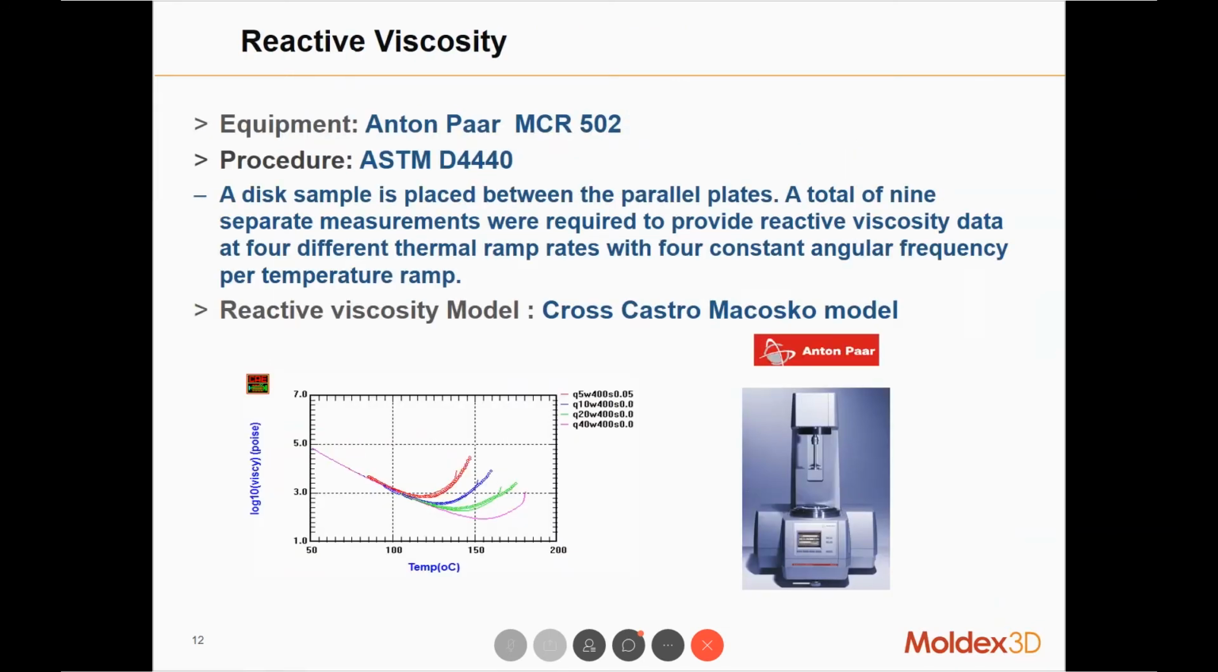So now that we know the curing kinetics, the next important thing is the viscosity, the reactive viscosity. We can use the MCR 502, and under the procedure ASTM D4440, we will test the polymer with separate measurements, and pretty similar to curing kinetics, we will run the measurement at 4 different heating rates, different thermal ramp rates, under a certain constant angular frequency.